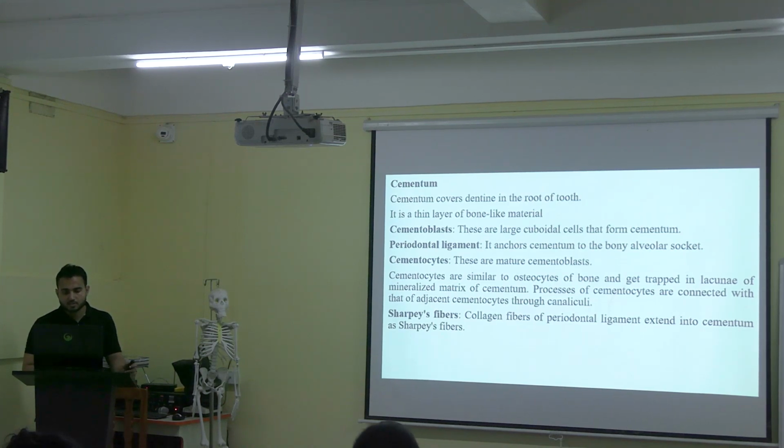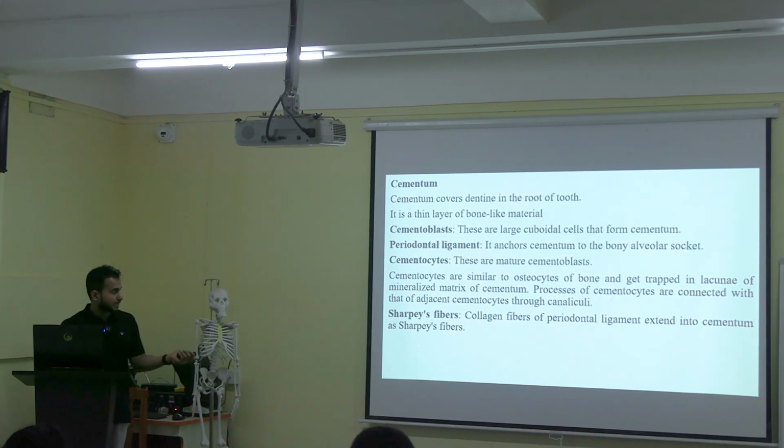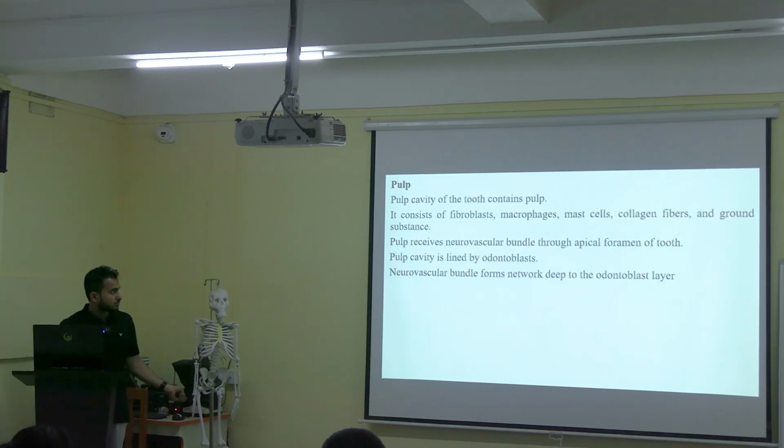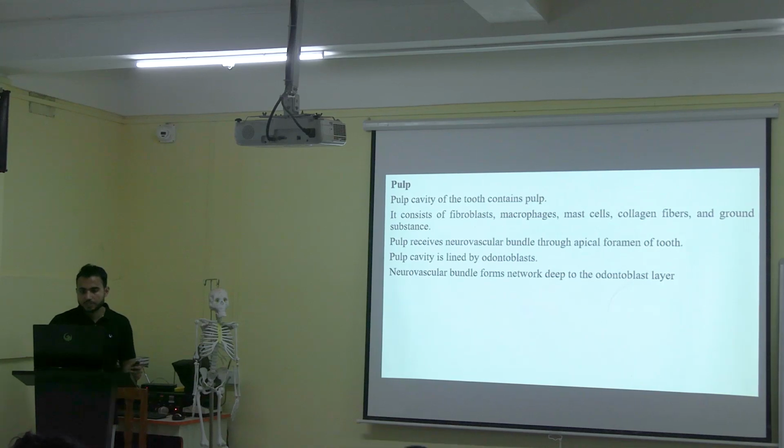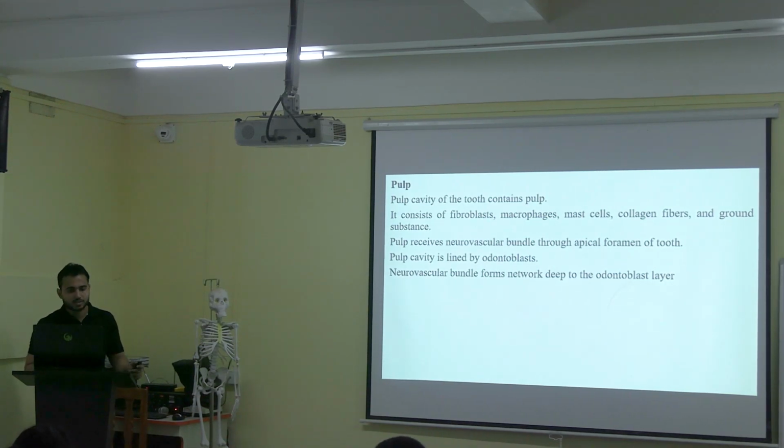Next, Sharpey's fibers are also there. These are the collagen fibers of the periodontal ligament that extend to the cementum. Lastly, the pulp cavity. What does the pulp cavity contain? As you can see, it consists of fibroblasts, macrophages, mast cells, collagen fibers, and ground substance. It receives the neurovascular bundle through the apical foramen of the tooth, and this pulp cavity is lined by odontoblasts.